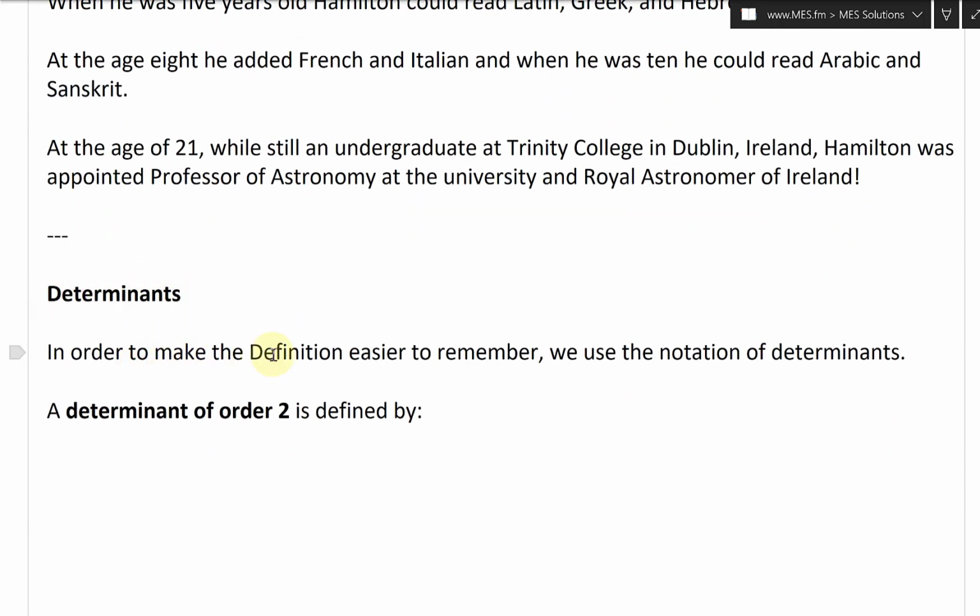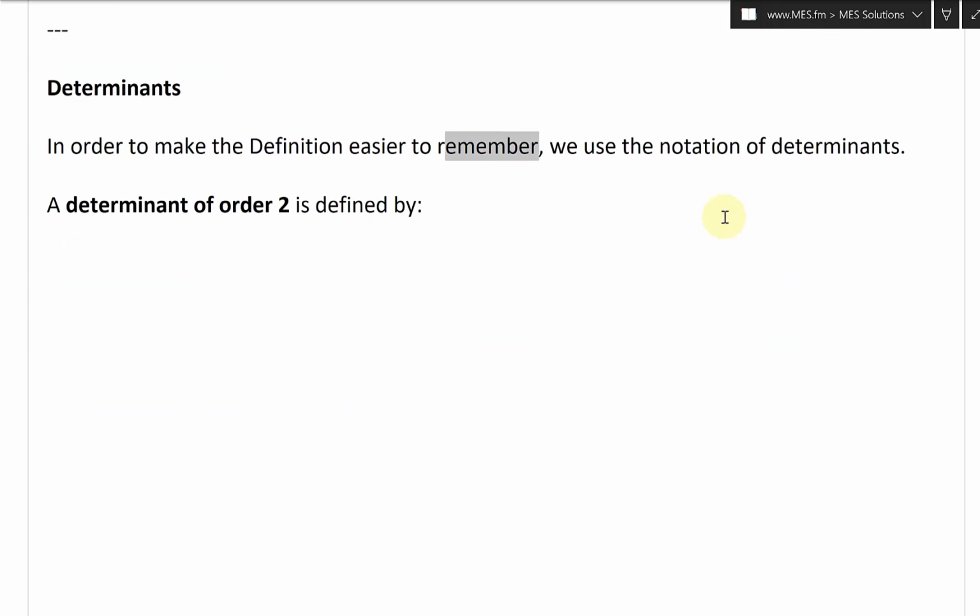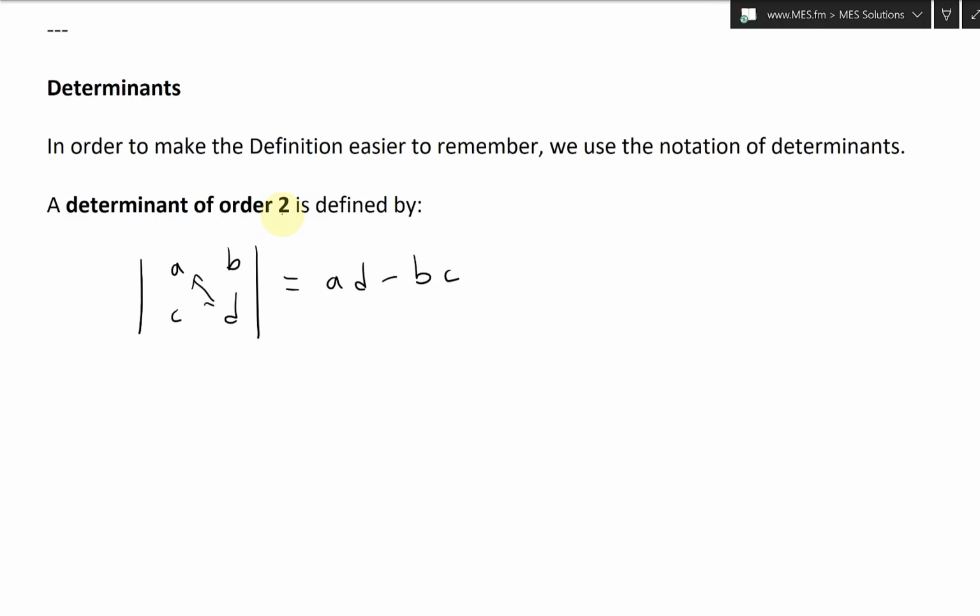In order to make the definition easier to remember, we use the notation of determinants. A determinant of order 2 is defined by, and we'll write it like this, you have A, B, and then C, D, with brackets in matrix form. This equals A times D minus B times C. In other words, we'll have AD minus BC. And notice the cross, hence why it's called cross product, as we'll get to. So it switches up like that.